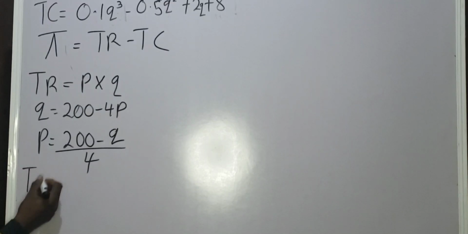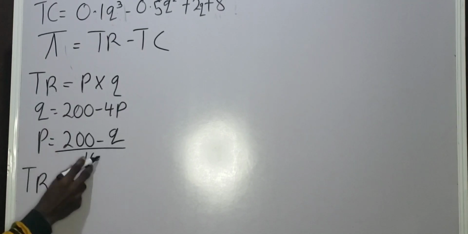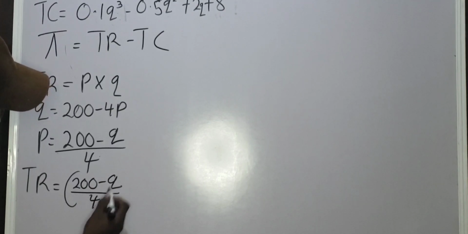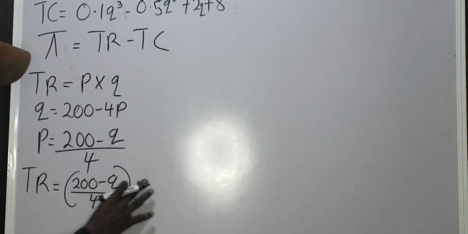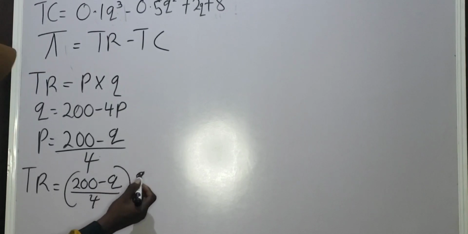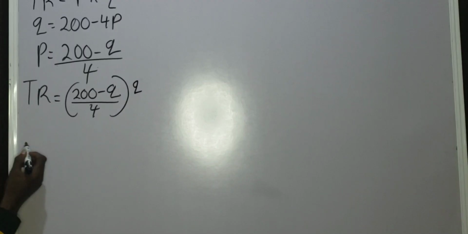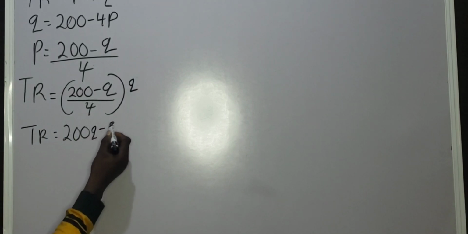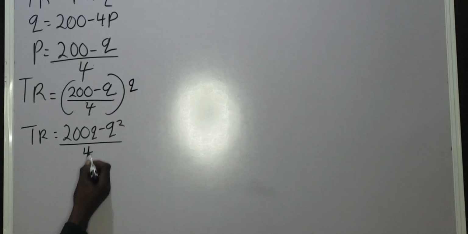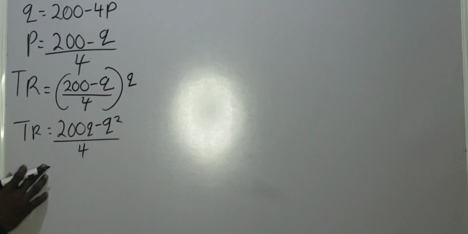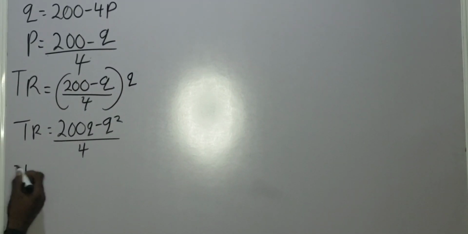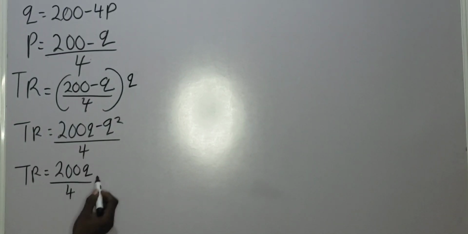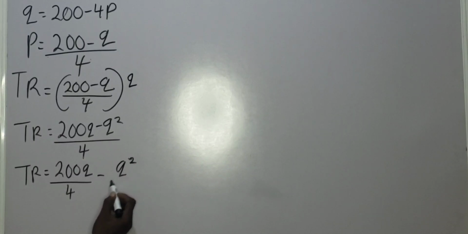Now, total revenue will be equal to P times Q. So I'm going to have (200 - Q)/4 multiplied by Q, because this is P. The total revenue function now is TR = (200Q - Q^2)/4. The total revenue function is this. However, we can still reduce it. So I'm going to have TR = 200Q/4 - Q^2/4.